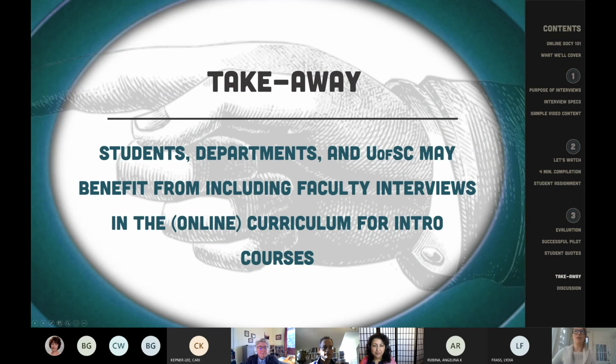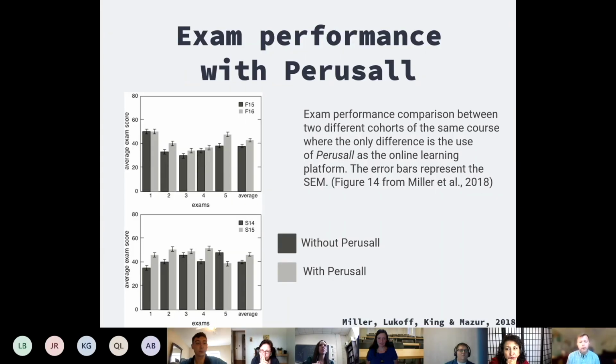Takeaway from all of this was that students, departments, and the university potentially may benefit from including these faculty interviews. What you can see, with almost without exception, their scores are higher when they use Perusal.